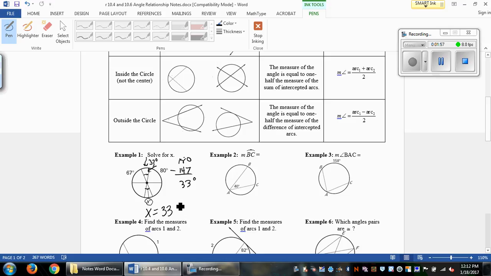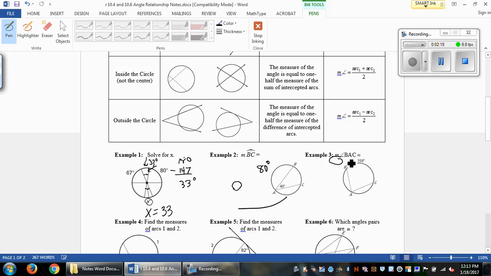Example 2, we have where we end up with our inscribed angle, so it's across it, which would make the arc twice as much as the inscribed angle. So all we have to do is double 40, and we get our answer, so 80 degrees for that one. Example 3 is the same thing, just in reverse, so we're starting with our outside angle, and we need to figure out the interior, so it'll be half of that, so 158 divided by 2, and that will be 79 degrees. So that will be for that one.